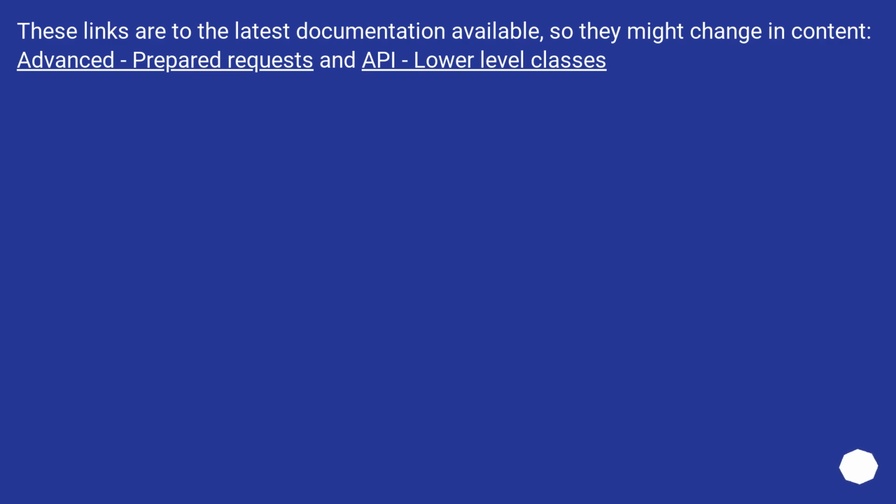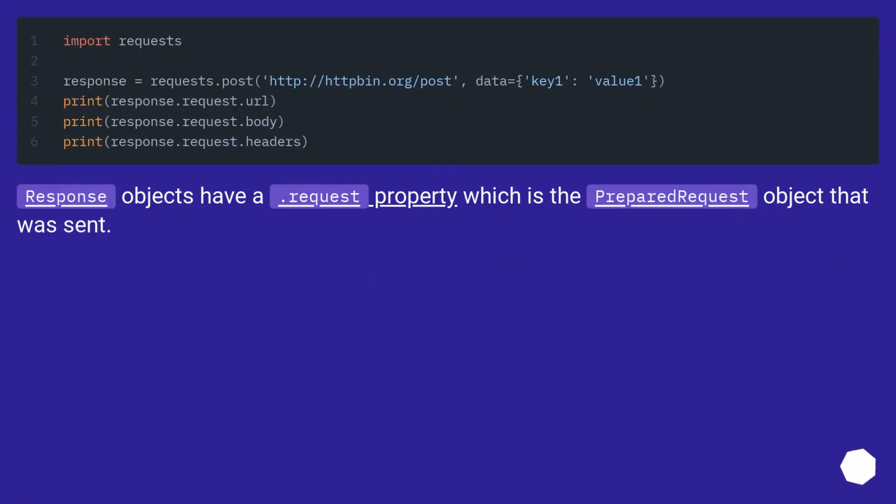These links are to the latest documentation available, so they might change in content: advanced, prepared requests, and API, lower level classes. Response objects have a .request property, which is the prepared request object that was sent.